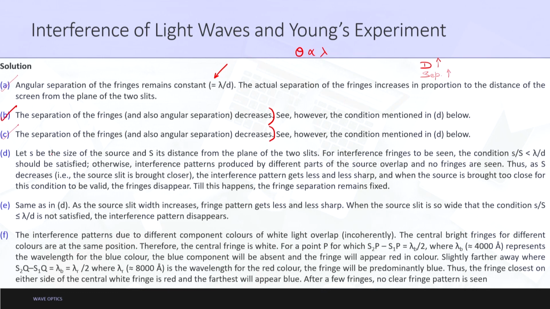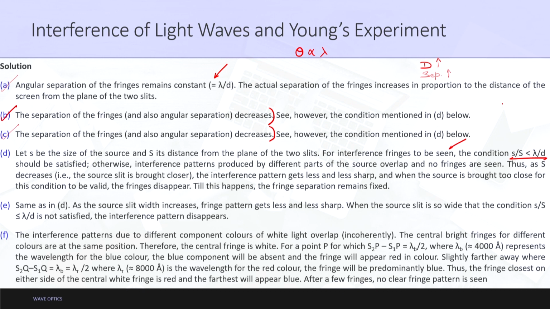Let small s be the size of the source and capital S be its distance from the plane of the two slits. So what I was calling capital L is denoted here by capital S. For interference fringes to be seen, the condition that small s by capital S should be less than lambda by small d should be satisfied.